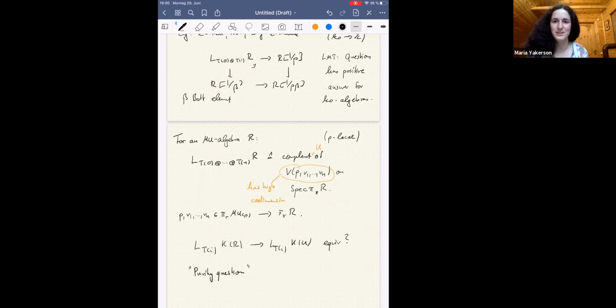Actually, I have a question. Maybe I missed it, or did you say something about why Ko appears in your result? You said that the question holds for Ko algebras. Why Ko?